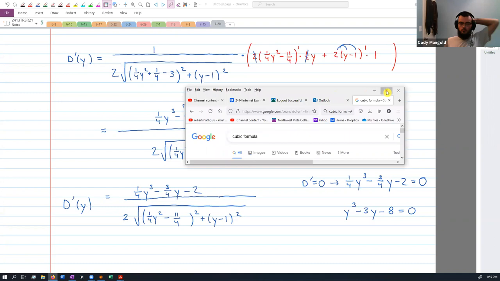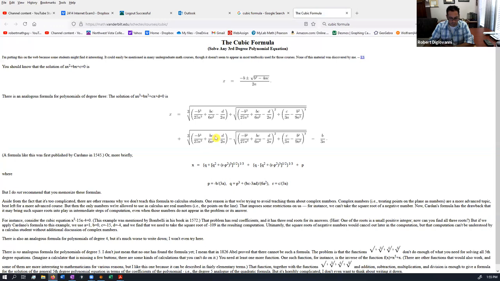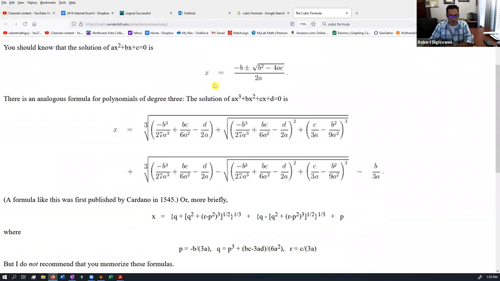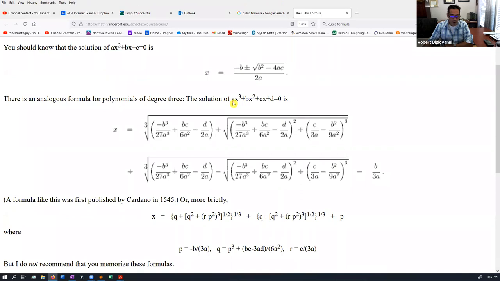Well, most people don't know this, but there is a cubic formula. Show it to you. There it is right here. I see why most people don't know that it exists. So this is the quadratic formula for solving quadratics, right? If you have x squared plus bx plus c equals zero, then you have this. But if you have a general cubic equation, ax cubed plus bx squared plus cx plus d equals zero, then the solutions are given by this thing. Isn't it pretty? Yeah, it's crazy, and we don't teach it, but it exists.